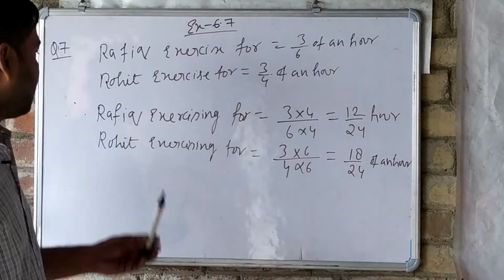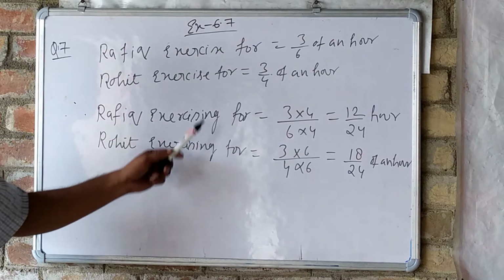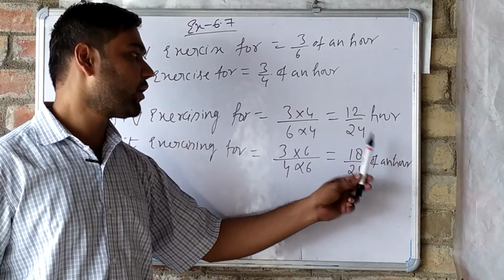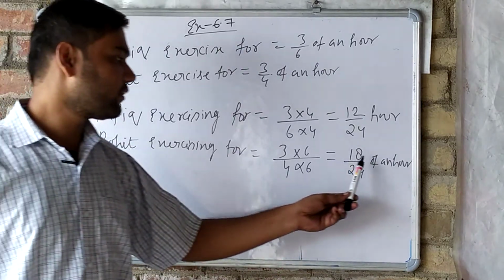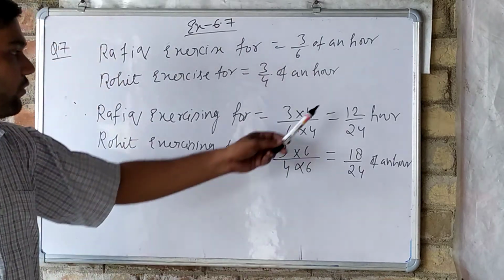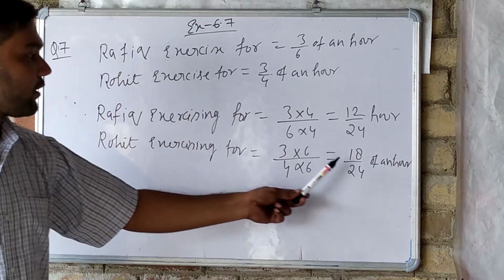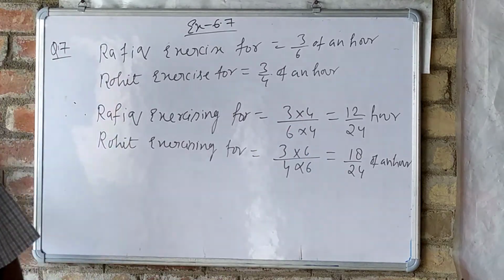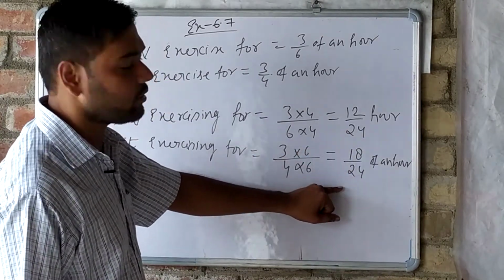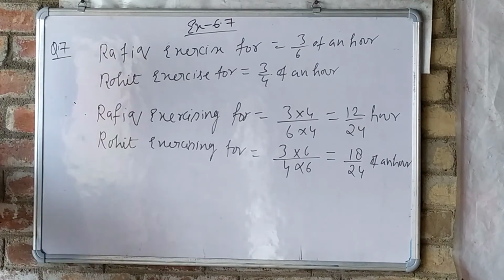Okay, so now we are seeing that the denominator is same in both cases. We have made the denominator same. So now Rafiq is exercising for 12 by 24 of an hour. Rohit is exercising for 18 by 24 of an hour. Now when the denominator is same, we can easily see that Rohit is exercising for a longer time than Rafiq, because 18 by 24 is greater than 12 by 24.